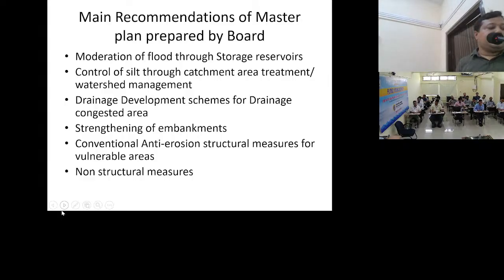Now coming back to the master plan: what is the main problem, we know the cause of the problem, what is the solution given in this master plan? I have already said that in the master plan we go for short-term results, but we focus on long-term results. And that is moderation of flood through storage reservoirs. What we are recommending in the master plan is that we can manage flood through storage reservoirs, like a storage dam in Siang. Especially these dams are in Arunachal Pradesh.